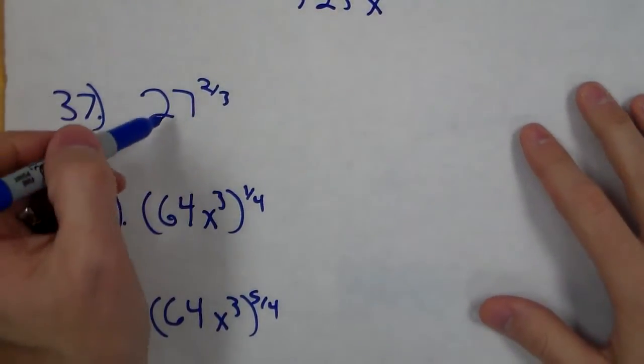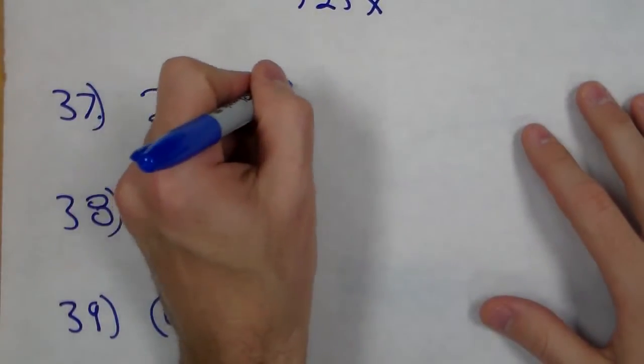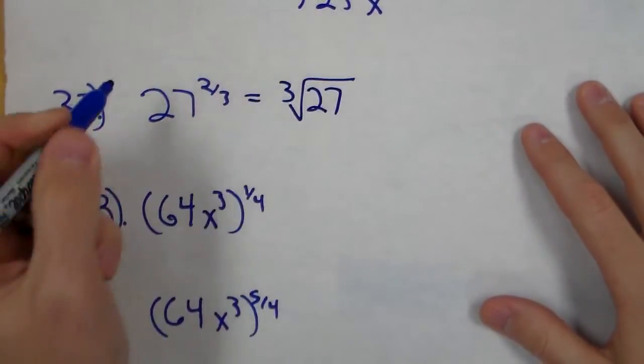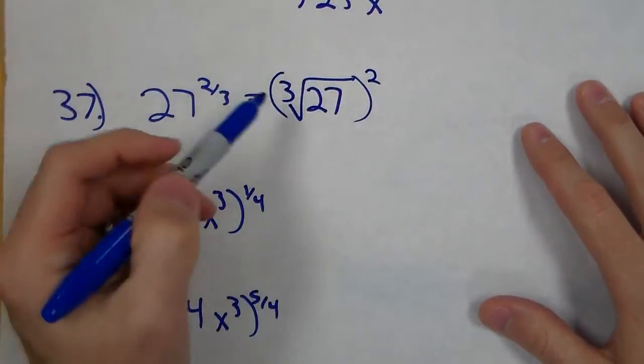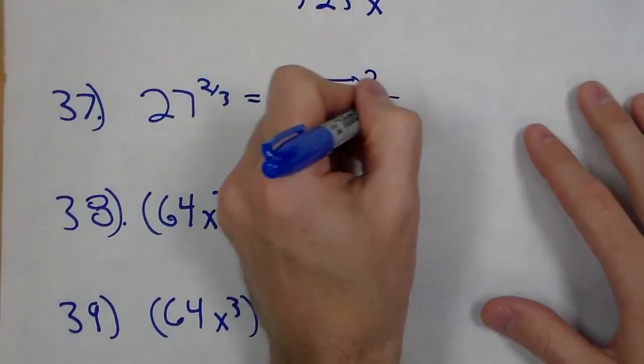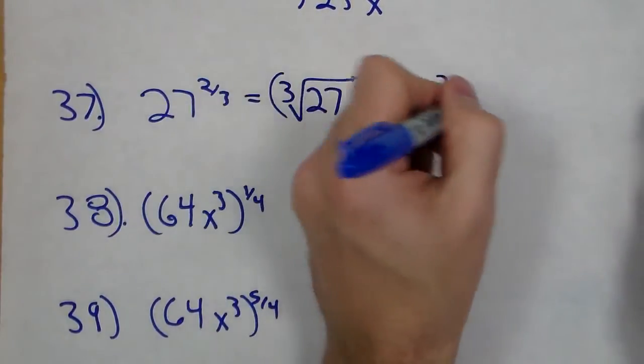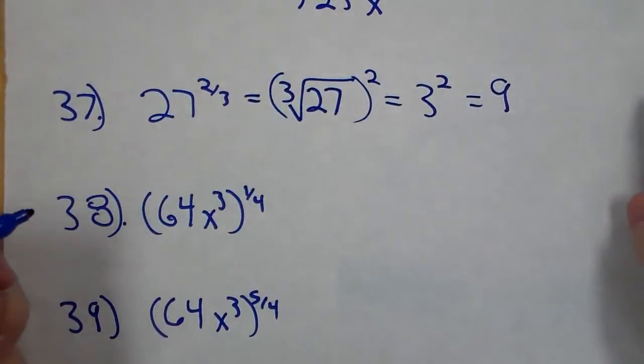For number 37, we have 27 to the 2/3. First thing we're going to do is make that 27 in the cube root, and then leave the squared there. The cube root of 27 is 3, which becomes 3 squared, and then 3 squared is 9.